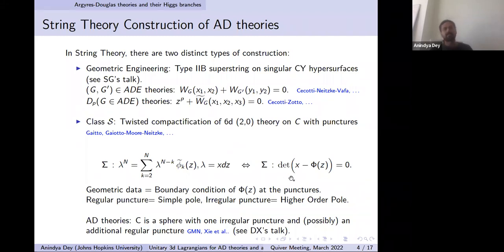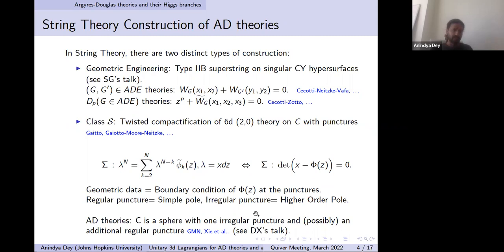you can rewrite this. Z, remember, is the coordinate on C, and X is a coordinate on T star C. You can write this Seiberg-Witten curve into what is known as the spectral curve. And the capital phi is what is called the Hitchin field. Now, the geometric data of this construction is completely packaged as boundary conditions of this Hitchin field at the punctures. What we call a regular puncture corresponds to a simple pole for this Hitchin field phi, and the irregular punctures correspond to the higher order poles.